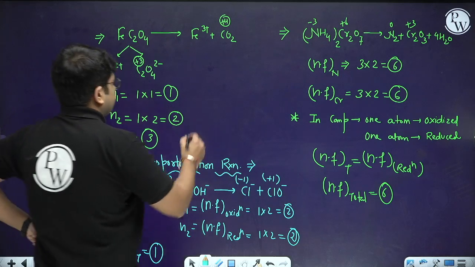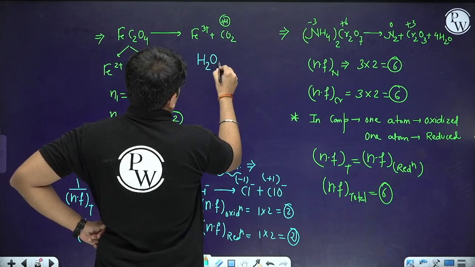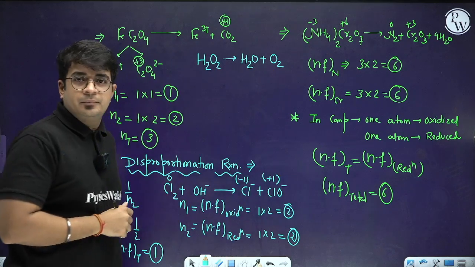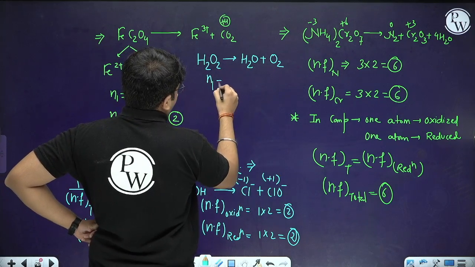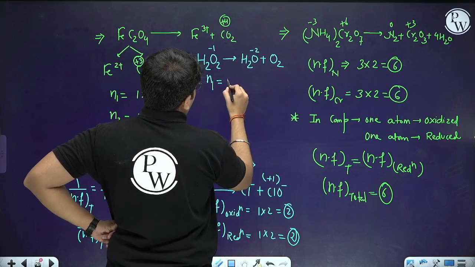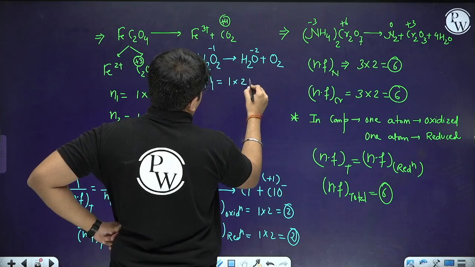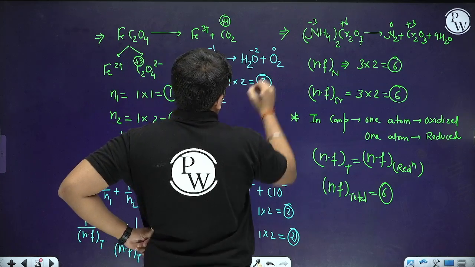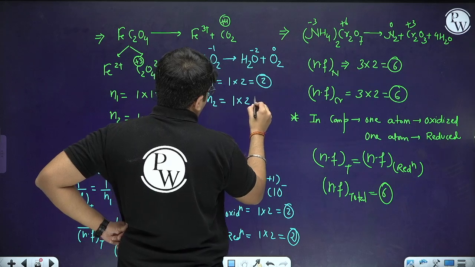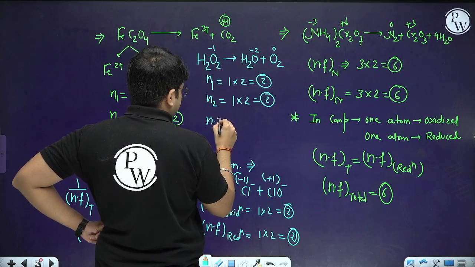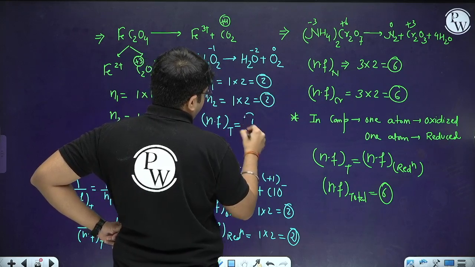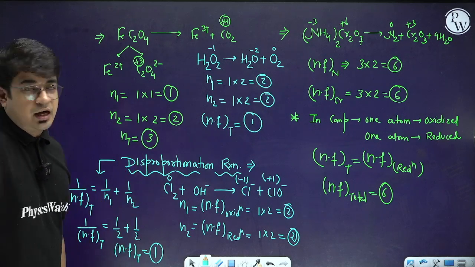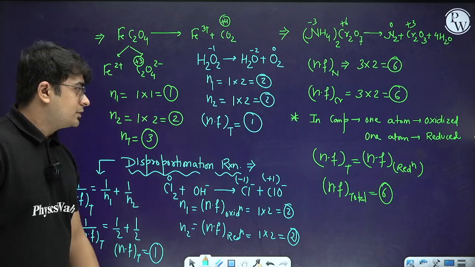You can do that part for the same kind of reaction, which is H2O2 converting into H2O plus O2, let's say. In this case N1 will be -1 to -2, so a change of 1 and 2 atoms of oxygen are there, so that will be 2. N2 will be -1 to 0, again a change of 1 multiplied by 2 atoms, that will be 2 again. So again the total N factor will be 1. That is, 1 upon N factor total will be 1 upon N1 plus 1 upon N2. I hope this entire part is clear.